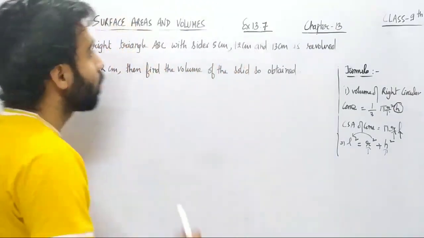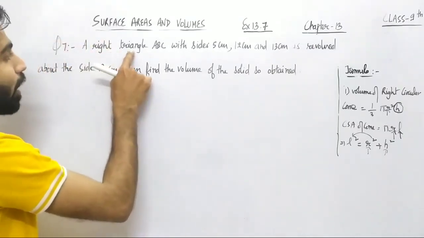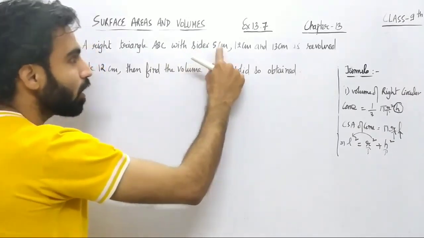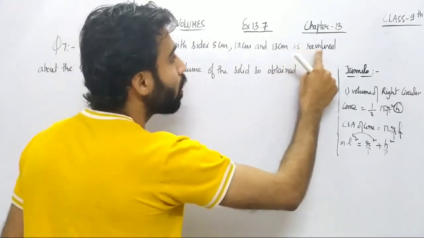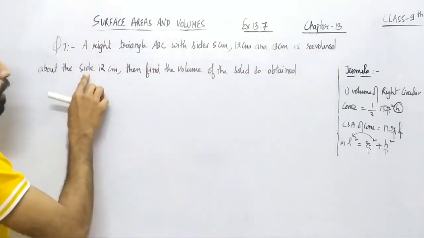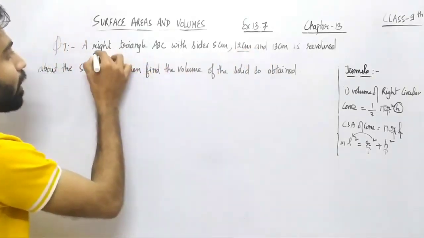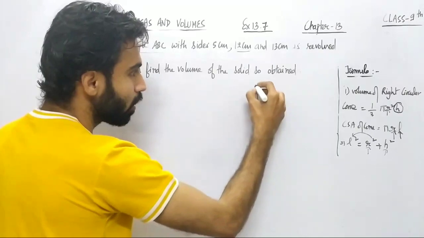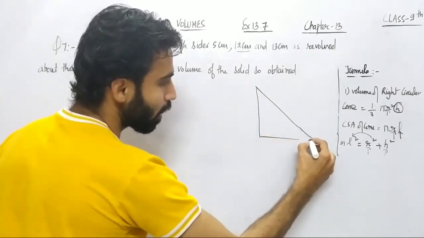So this time question number 7 is given to us as a right triangle ABC with sides 5 centimeter, 12 centimeter and 13 centimeter is revolved about the side 12 centimeter, right? So you can see here there is a right triangle whose name is ABC. So let me just draw that triangle first. So I know a right angle triangle looks something like this, right?